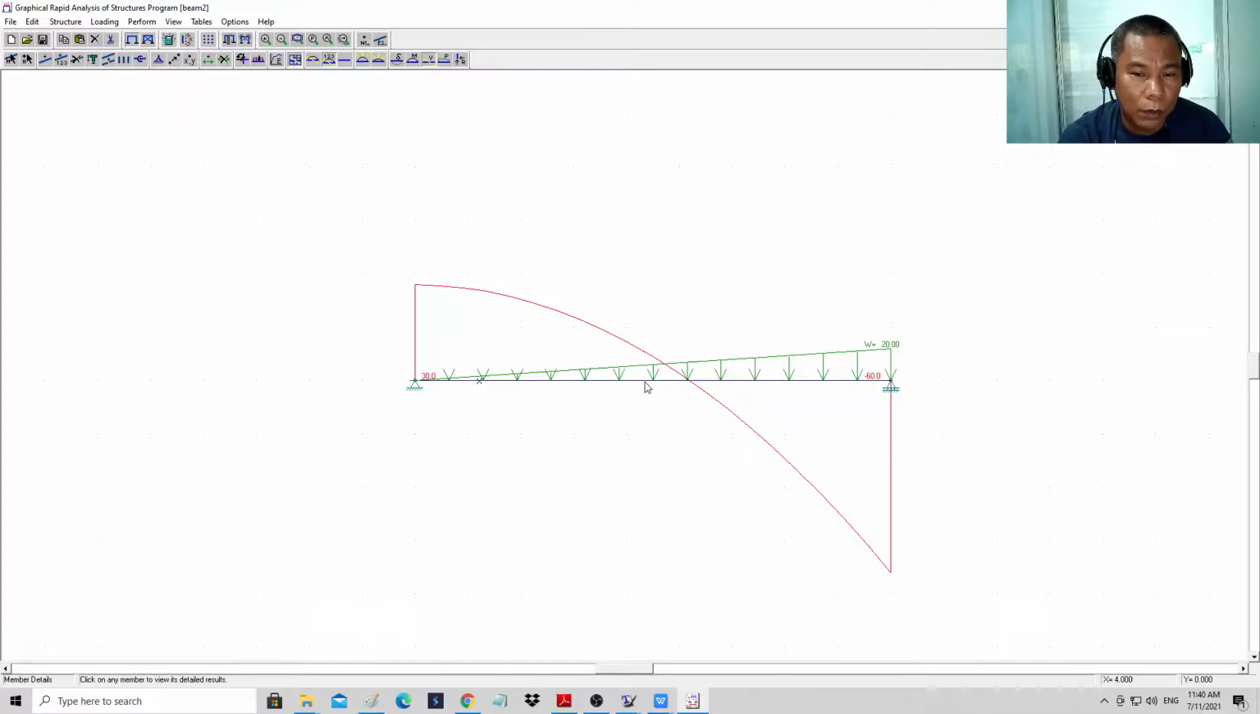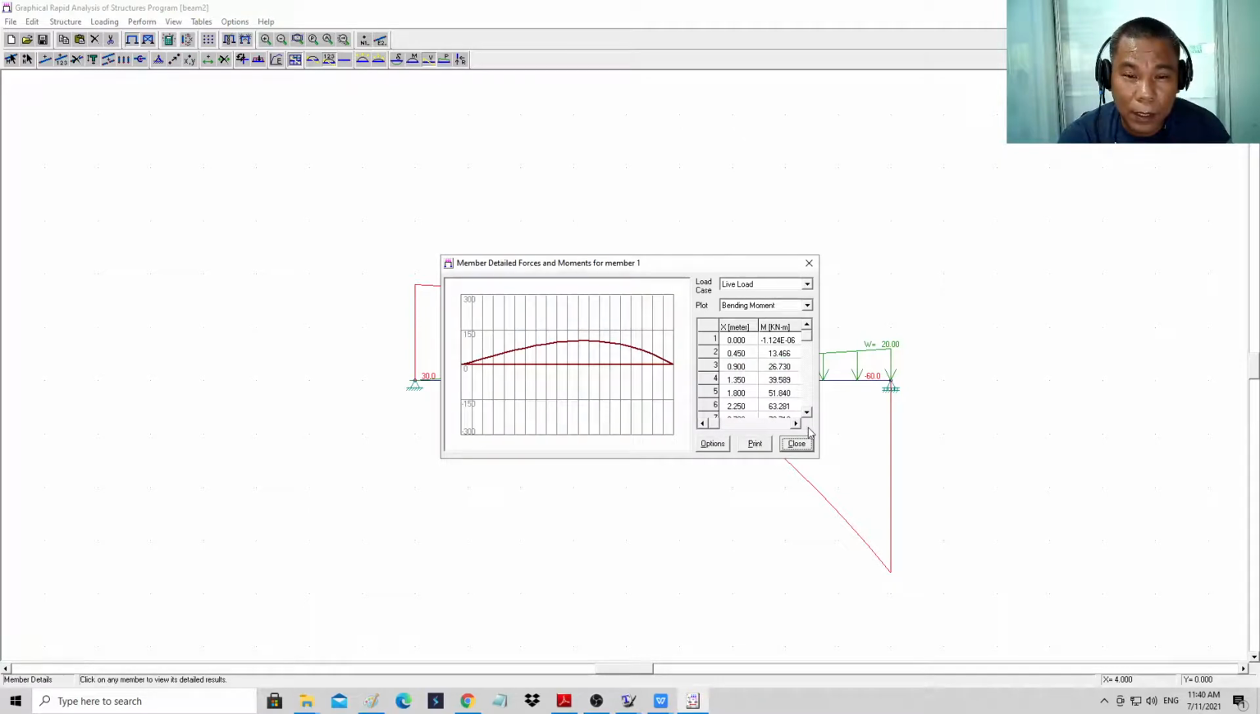If you want to know the detailed values at the different sections, you can just click this member, left click only. And then you will see a dialog box showing the shear at different locations, 30, 29, and then 24, then going to the end, minus 60. Okay? Or you can just look at this diagram itself.